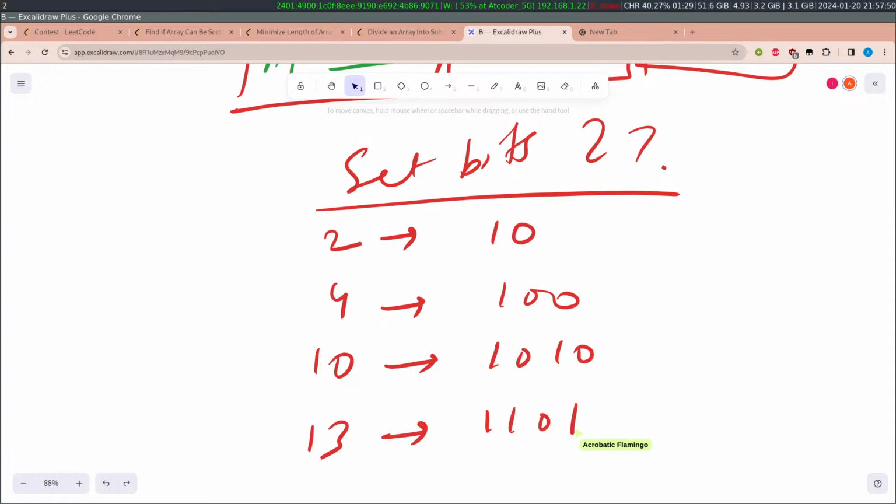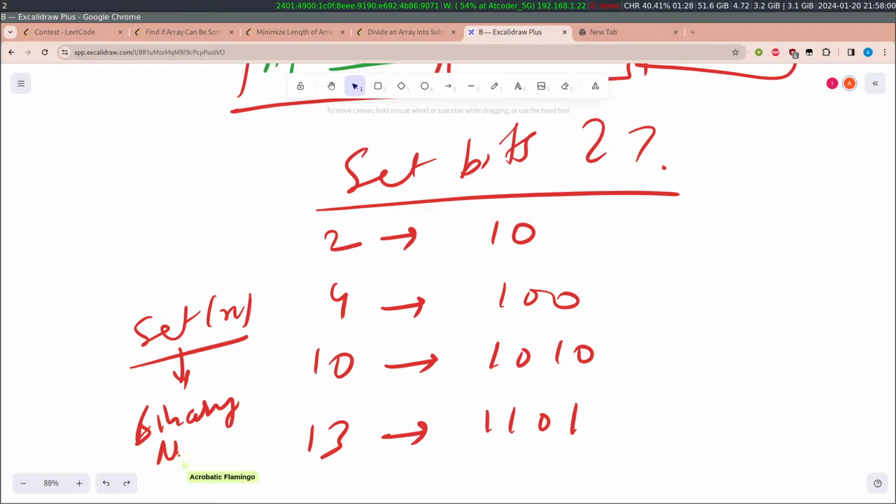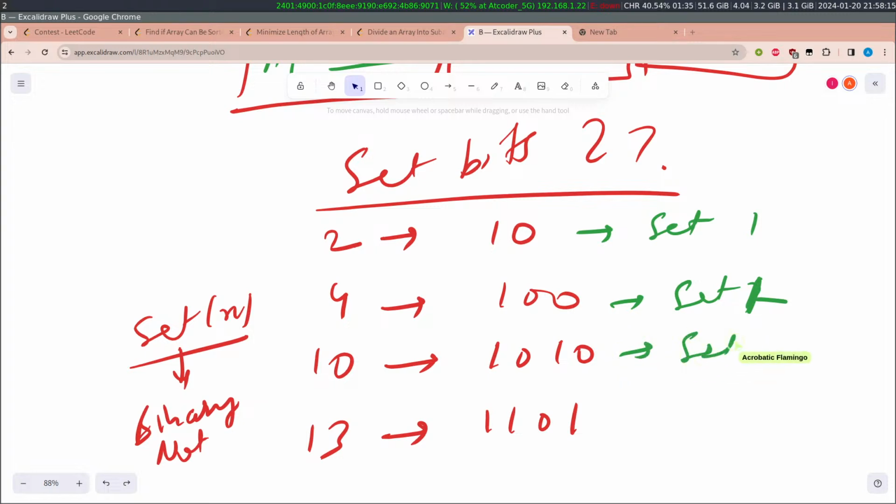So if you want to count the number of set bits for a given element x, first write it in binary and then count the number of ones in the binary. In this case, the number of set bits is 1. Here the number of set bits is 1. Here the number of set bits is 2. Here the number of set bits is 3.